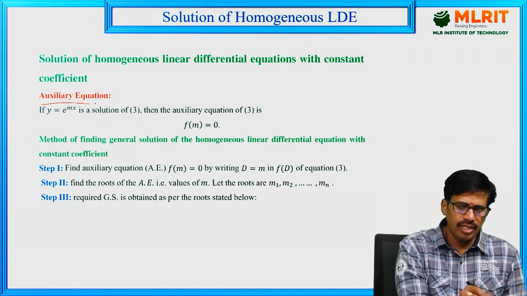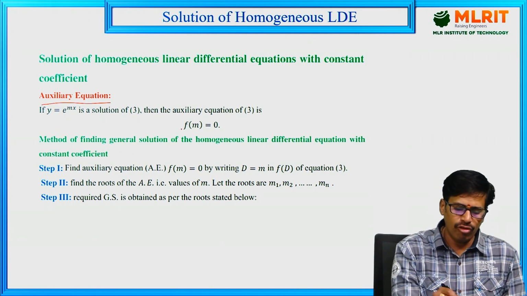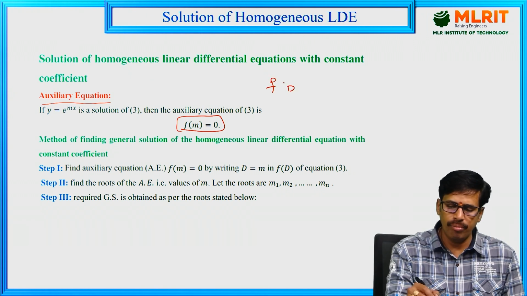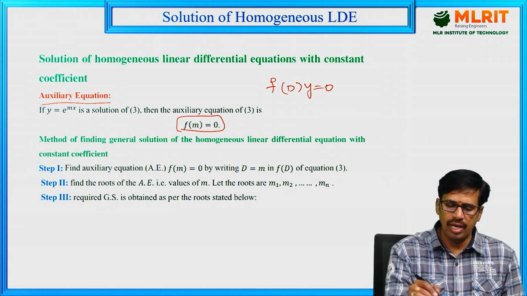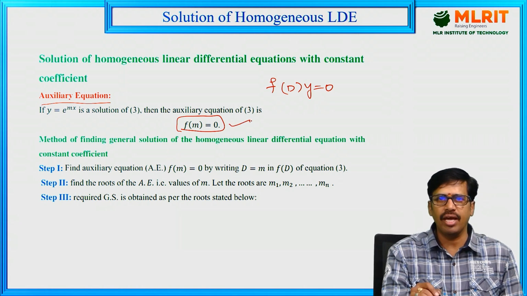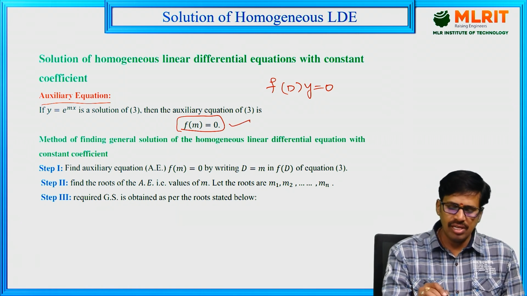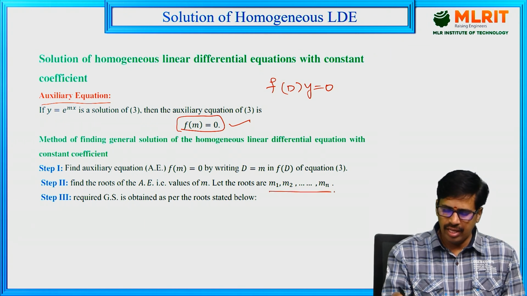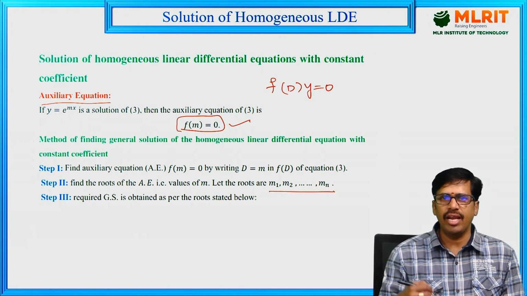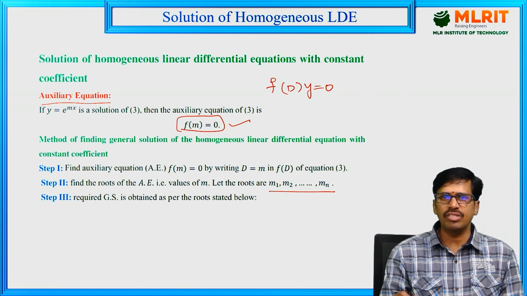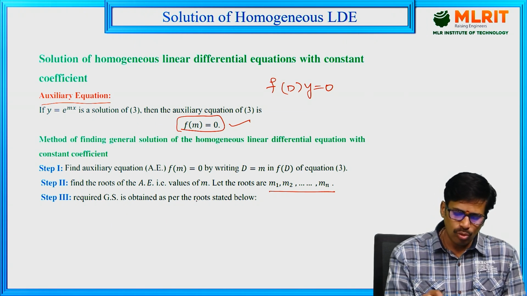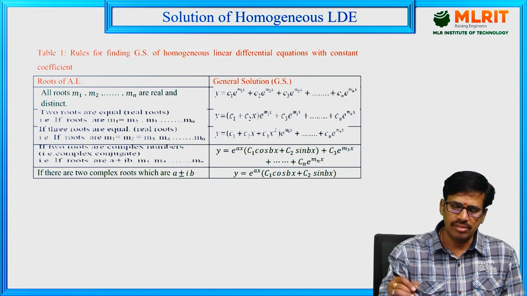First of all, let us find the auxiliary equation, which is given by f(m) = 0. After writing the given equation in the form f(D) y = 0, let us write the auxiliary equation f(m) = 0 and find its solution. If it is an nth degree equation, we get n roots. If it is a second degree equation, we get 2 roots. If it is a third degree equation, we get 3 roots. So the general solution is given like this.